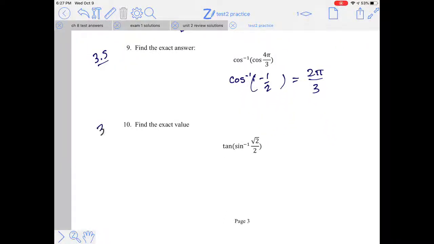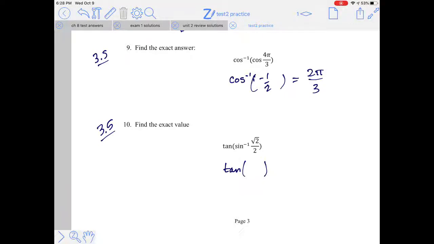Okay, question 10, also from 3.5. Let's see. What are they asking us to do here? These aren't inverses of each other, right? Sine inverse and tangent. So those aren't going to cancel each other out. Would you try to turn sine into a degree angle, or pi fourths or whatever, and then just be tangent of pi fourths? Yep.